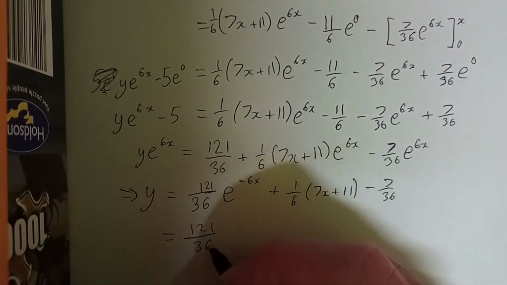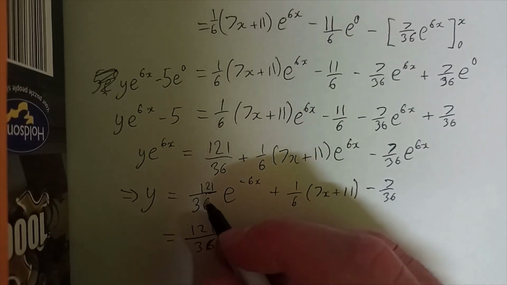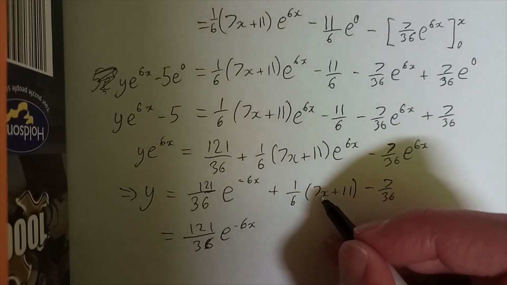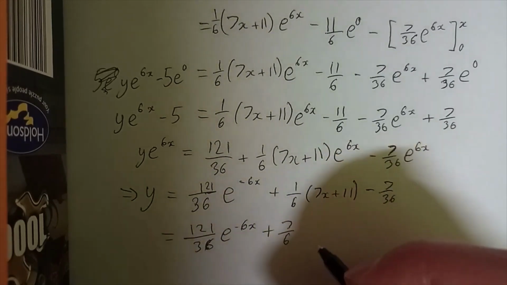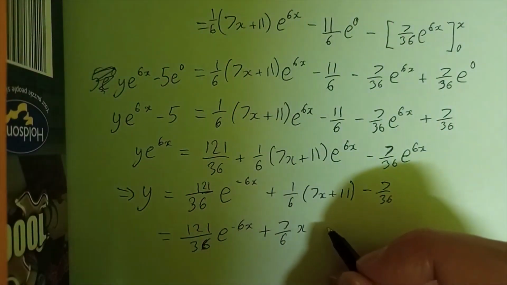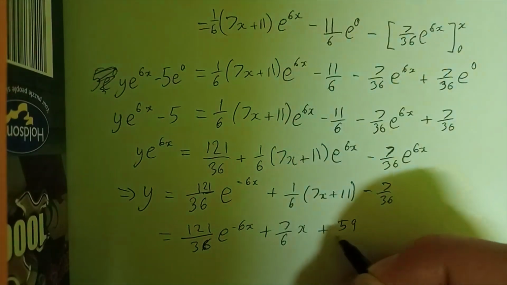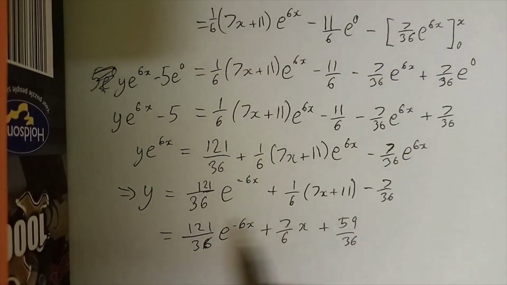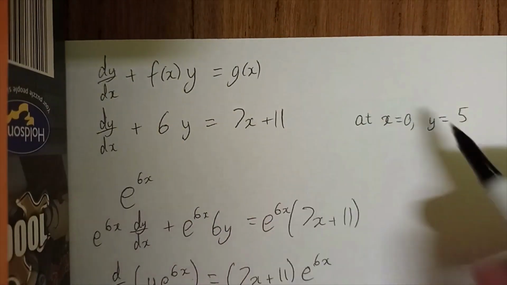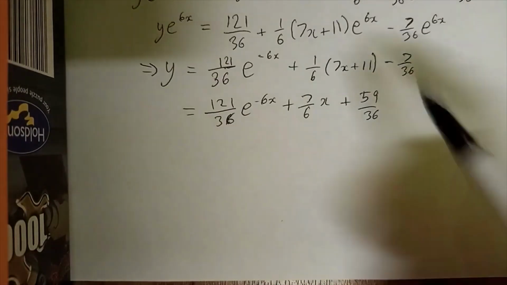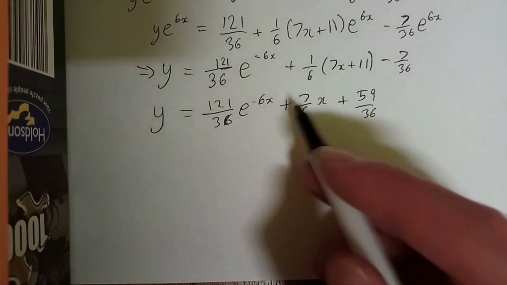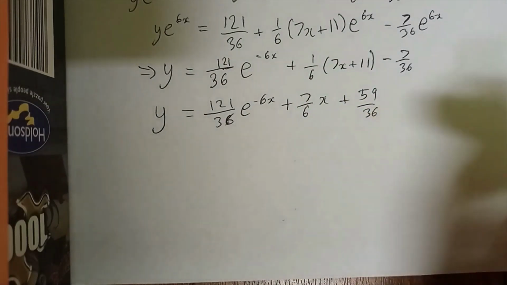Then this expression for y can be simplified further to 121 over 36 e to the negative 6x plus 7 over 6 x plus 59 over 36. So that's our expression for y. That's our solution to the initial value problem involving this differential equation and this initial condition. Y equals 121 over 36 times e to the negative 6x plus 7 over 6 x plus 59 over 36.